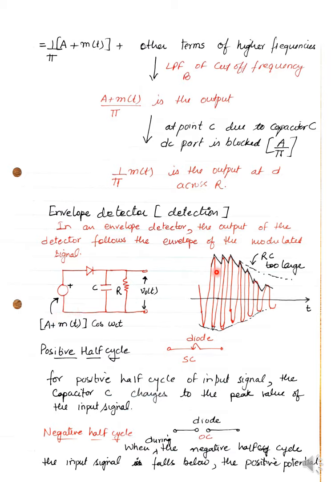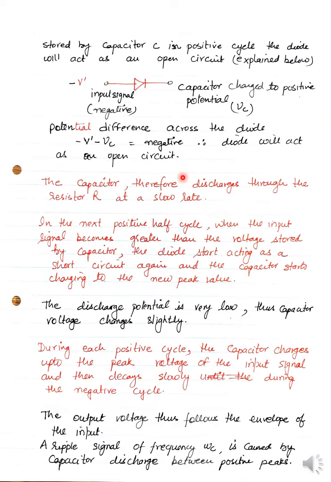So the capacitor will start charging again, and then the negative half cycle will come and it will start discharging, and it keeps on going like this depending upon the positive half cycle of m(t). So in the positive half cycle of the input signal, the capacitor C charges to the peak value of the input signal. For the negative half cycle, the diode will be open circuit. When during the negative half cycle the input falls below the positive potential stored by capacitor C in the positive cycle, the diode will act as an open circuit, explained below.